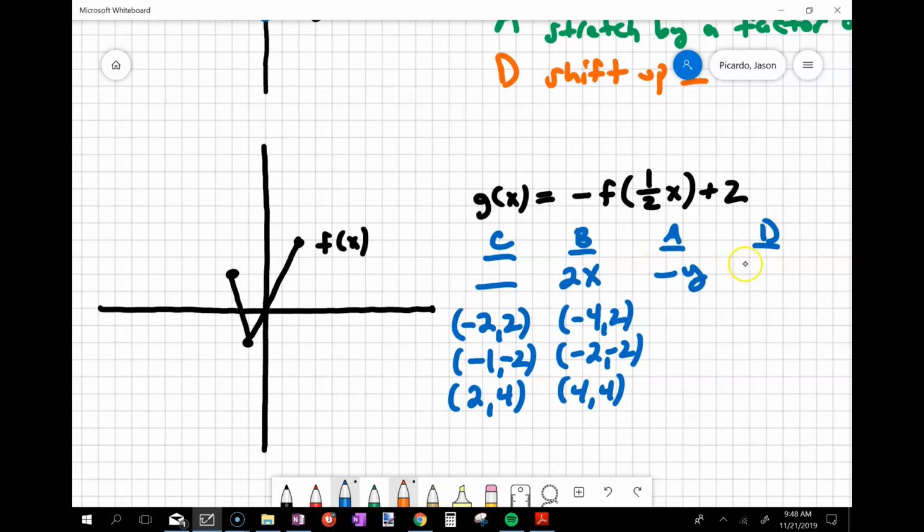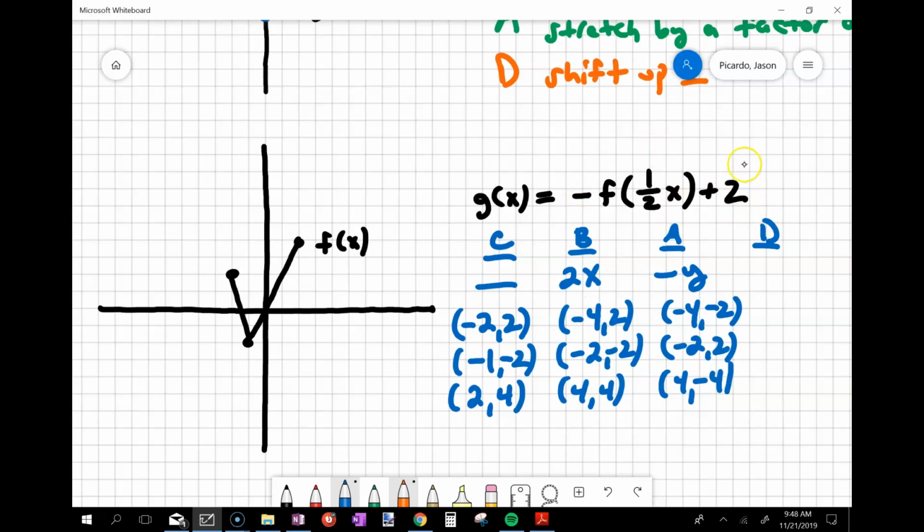Am I going to change the x values? No. So what's this first point going to become? -4, -2. And the next one. And the last one. Or -4.